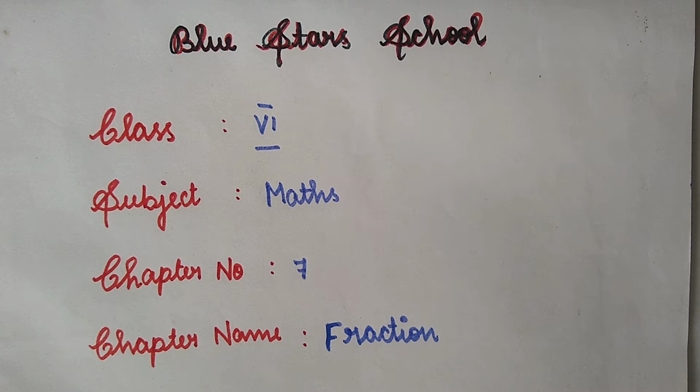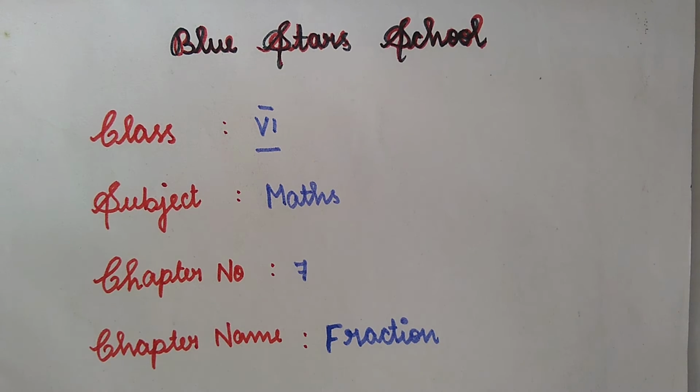Today we are going to see about chapter number 7, Fractions, in the 6th Maths NCERT book. In the last video we saw exercise 7.3, which is related to equivalent and simplest form of fraction. Now today we are going to see exercise number 7.4, which is based on like and unlike fractions.